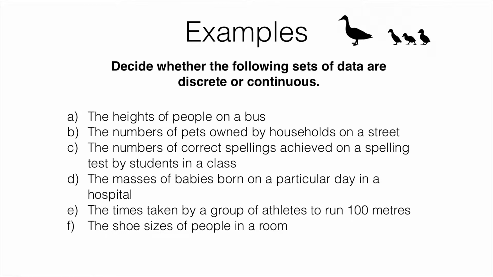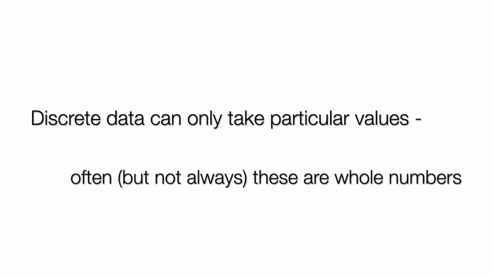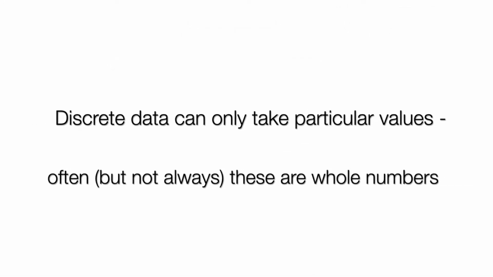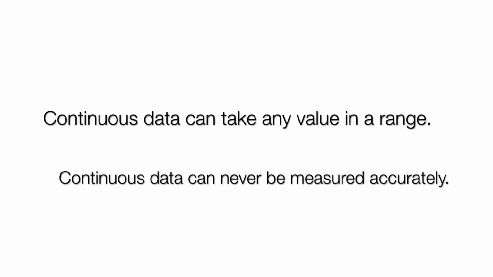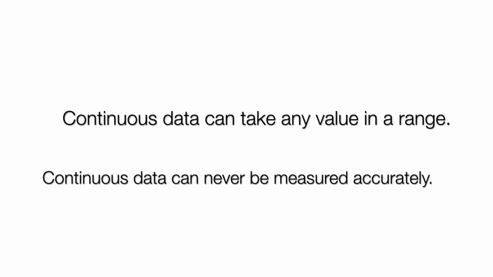In this video, we're going to look at the difference between discrete and continuous data. Discrete and continuous data are both types of numerical data, but discrete data can only take certain numerical values, whereas continuous data can take absolutely any value within a range. This will make more sense when we look at it in context.